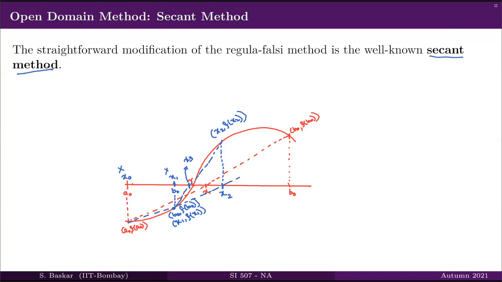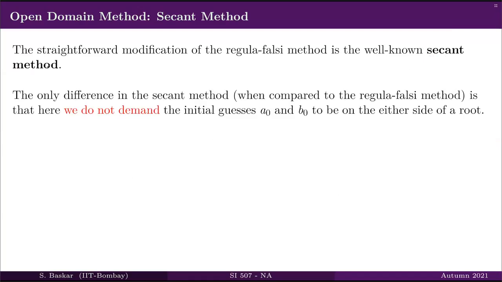Let me again repeat. The secant method is a straightforward modification of the regular false position method. The only difference is that we do not demand the initial guesses a0, b0 to be on either side of a root. That is the only difference in the secant method, but otherwise the underlying idea, the main core of the method, remains the same.